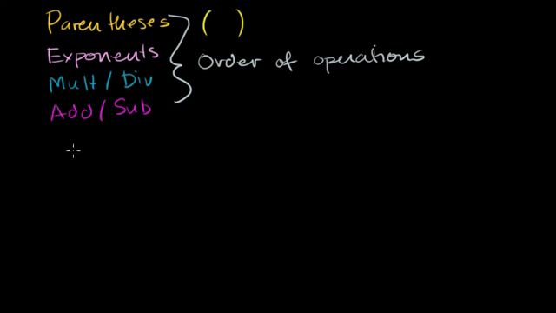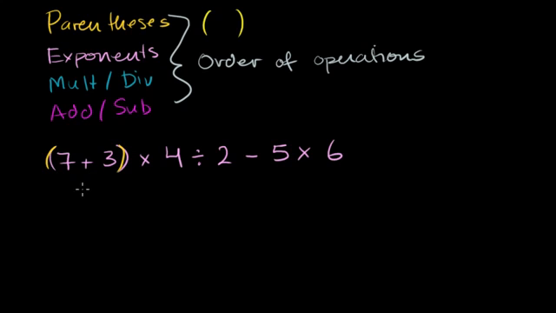So let's say I have 7 plus 3, put some parentheses there, times 4 divided by 2 minus 5 times 6. So there's all sorts of crazy things here. But if you just follow the order of operations, you'll simplify it in a very clean way. And hopefully we'll all get the same answer. So let's just follow the order of operations. The first thing we have to do is look for parentheses. Are there parentheses here? Yes, there are. There's parentheses around the 7 plus 3. So it says, let's do that first. 7 plus 3 is 10. So this we can simplify to 10.